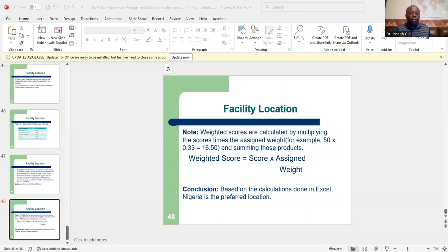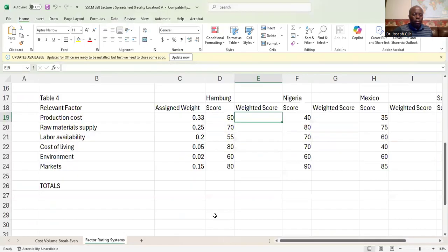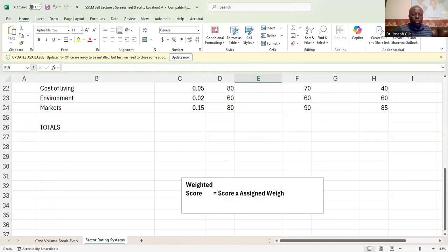So that means for Hamburg, this score is score and assigned weight. Right here. Okay? Just making sure. Good, excellent. So let us do it for all of them.